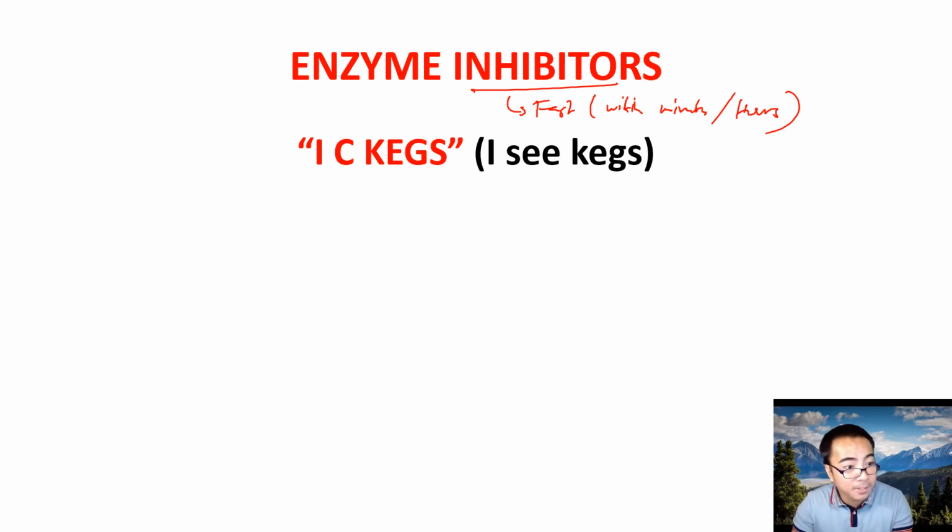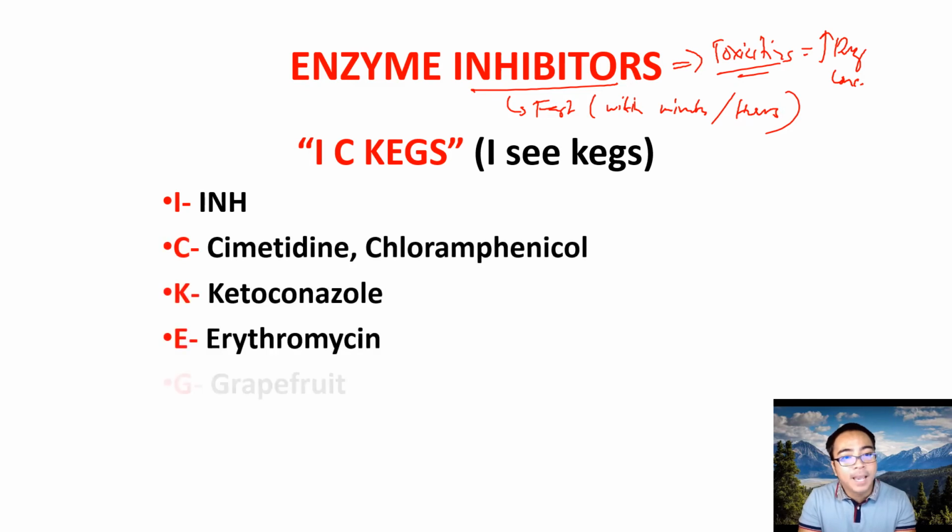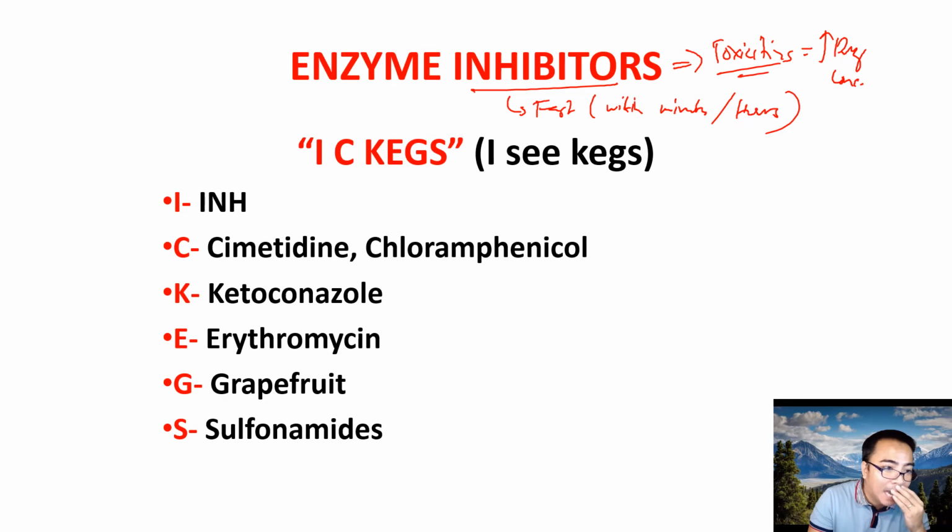For enzyme inhibitors, on the other hand, they just simply inhibit the enzyme. That's why they work fast. And enzyme inhibitors lead to toxicities, causing an increase in drug concentration kasi na-inhibit yung enzyme. So, examples of which are isoniazid, cimetidine, chloramphenicol, ketoconazole, erythromycin, grapefruit, and sulfonamides.